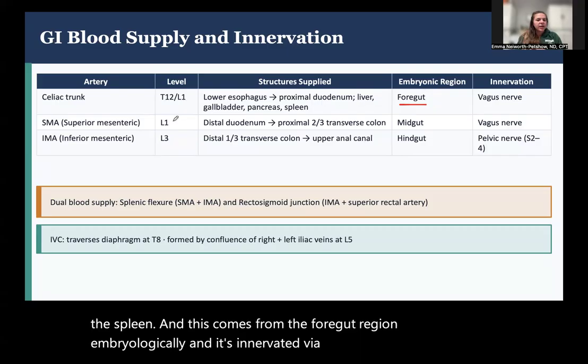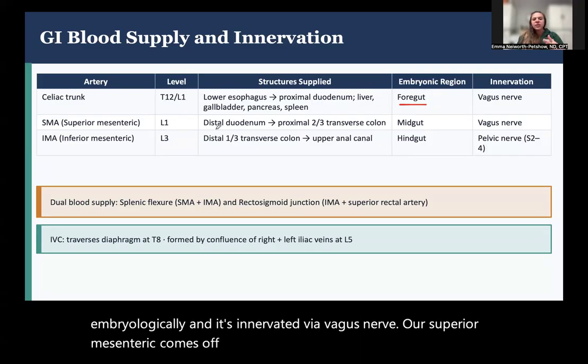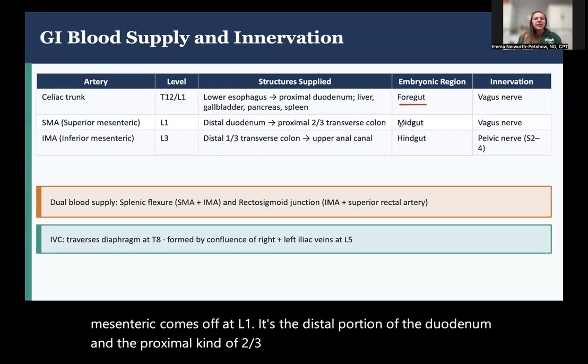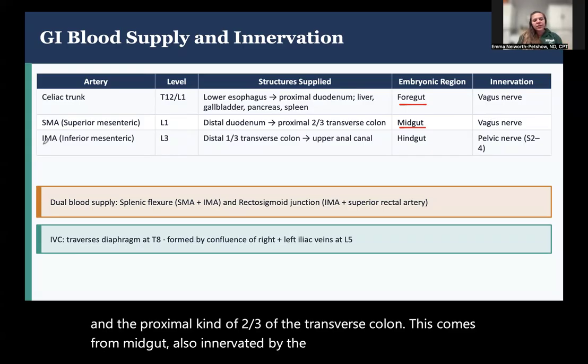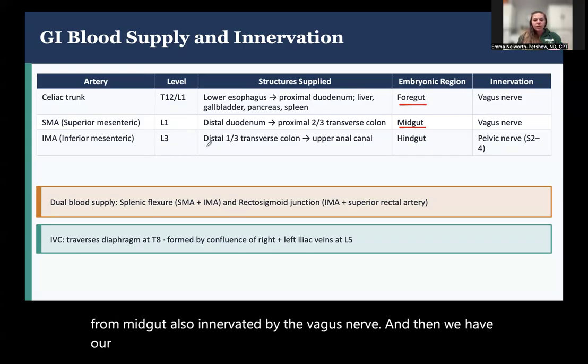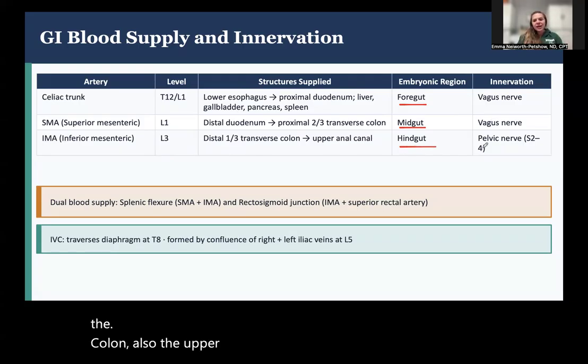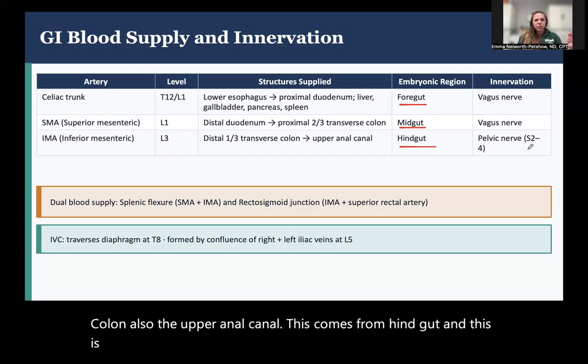Our superior mesenteric comes off at L1. It supplies the distal portion of the duodenum and the proximal 2/3 of the transverse colon. This comes from midgut, also innervated by the vagus nerve. And then we have our inferior mesenteric artery, L3 origin, supplying the distal latter portion of the transverse colon, also the upper anal canal. This comes from hindgut, and this is the pelvic nerves, S2 through 4.